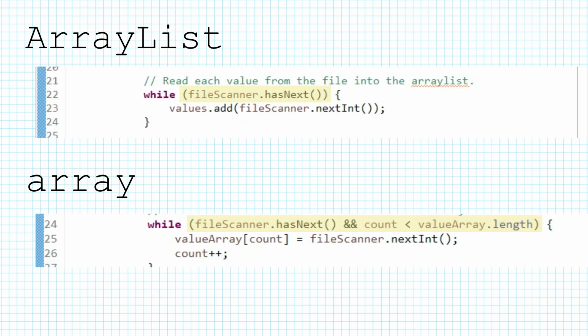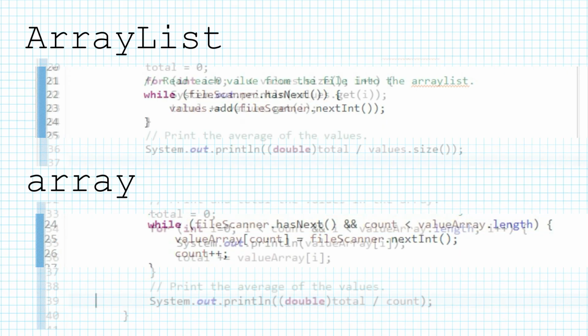Let's compare the entry conditions in our loop headers. When adding values to the array from a file, we must check both that we haven't run out of values in the file to read, and we haven't run out of array to store the file values in. But when adding values to an array list from a file, because the array list doesn't have a fixed size, we need to check only that there's something in the file to read.